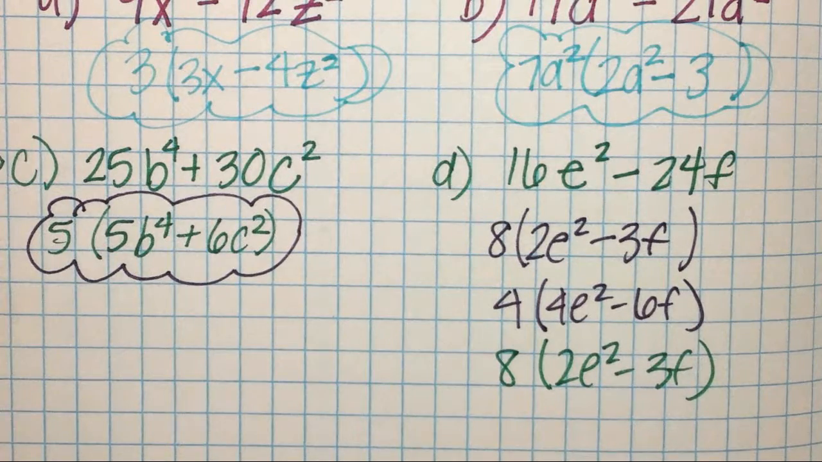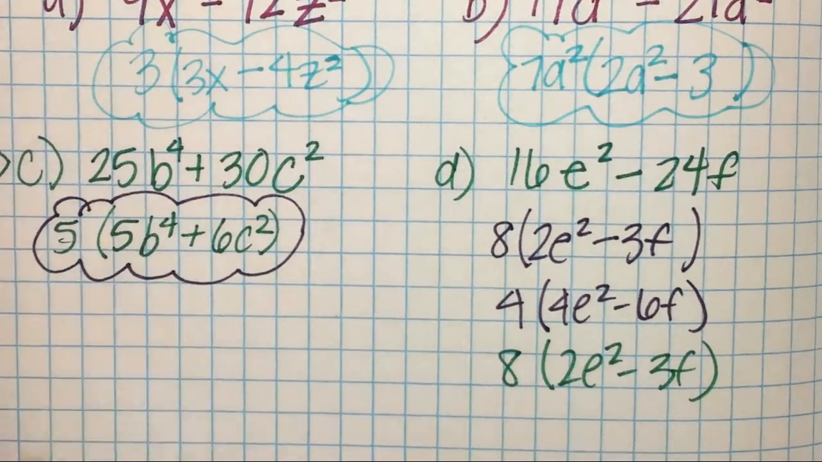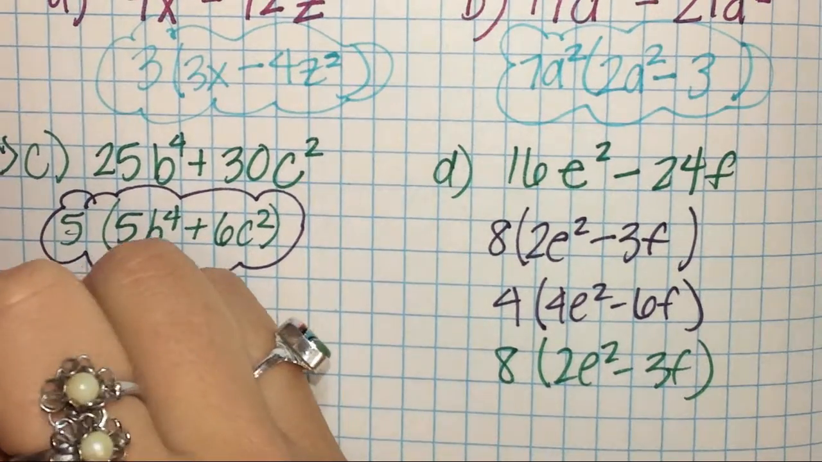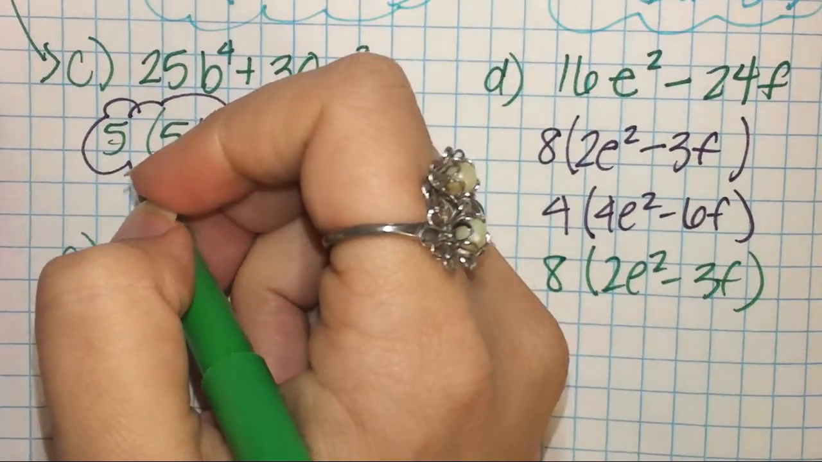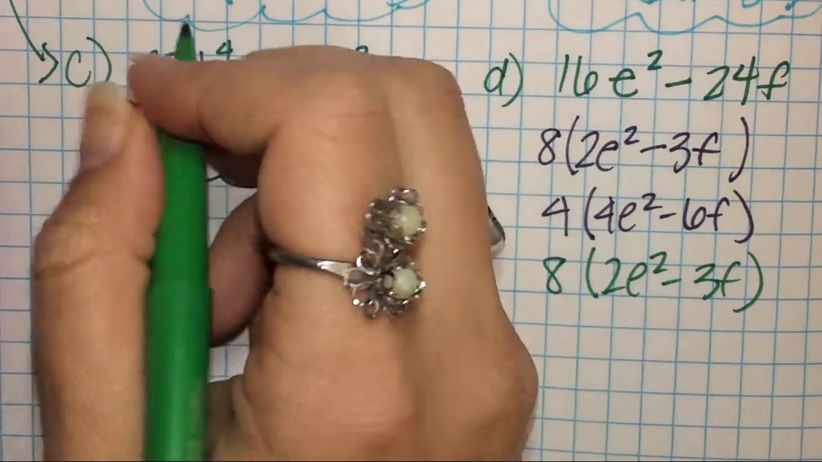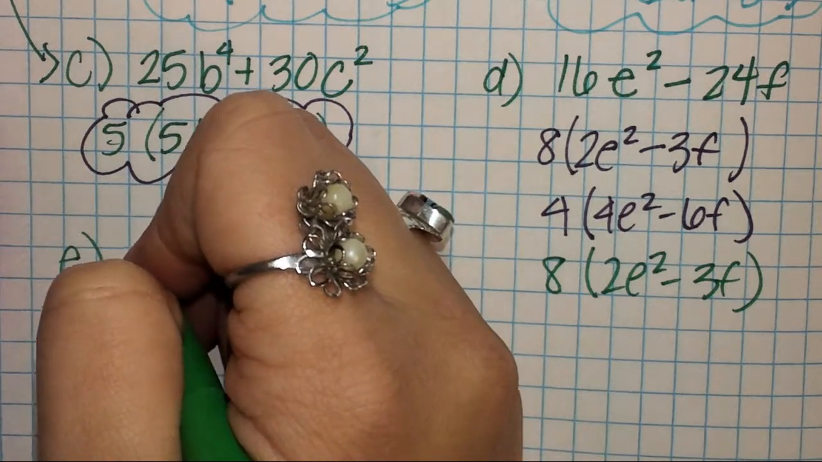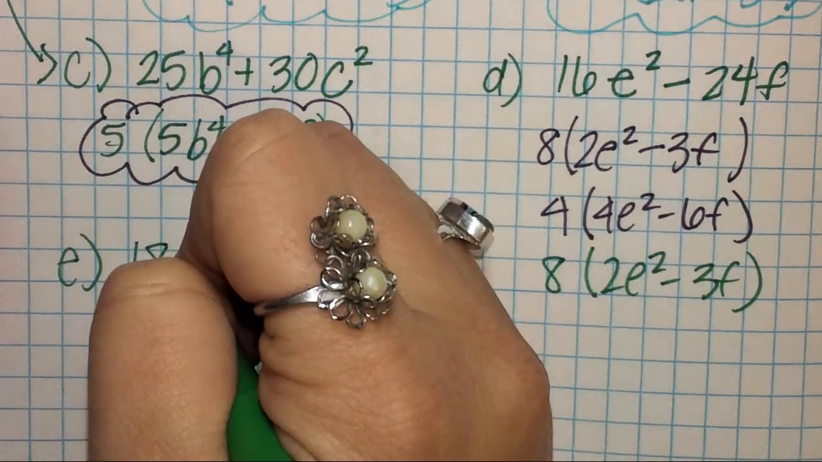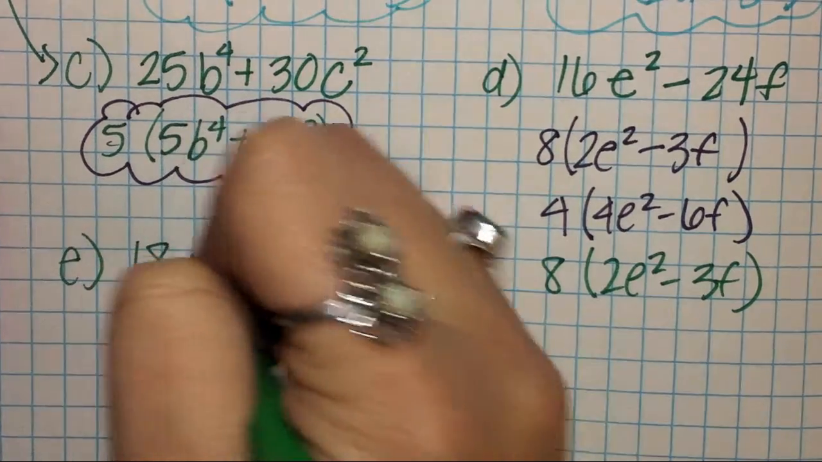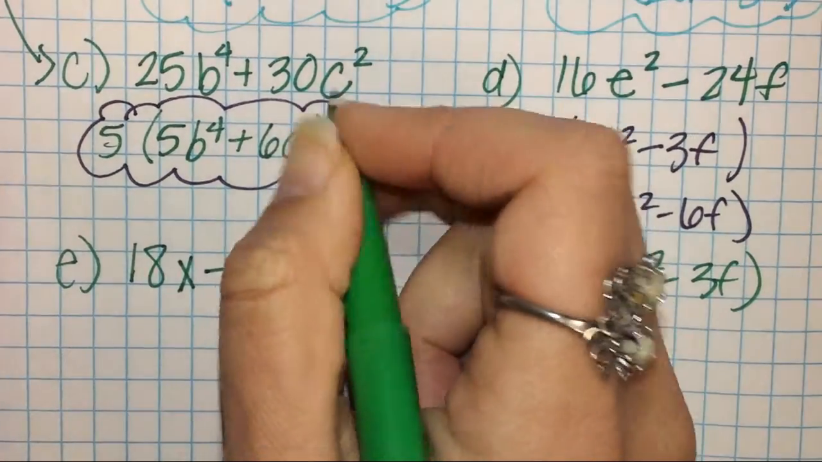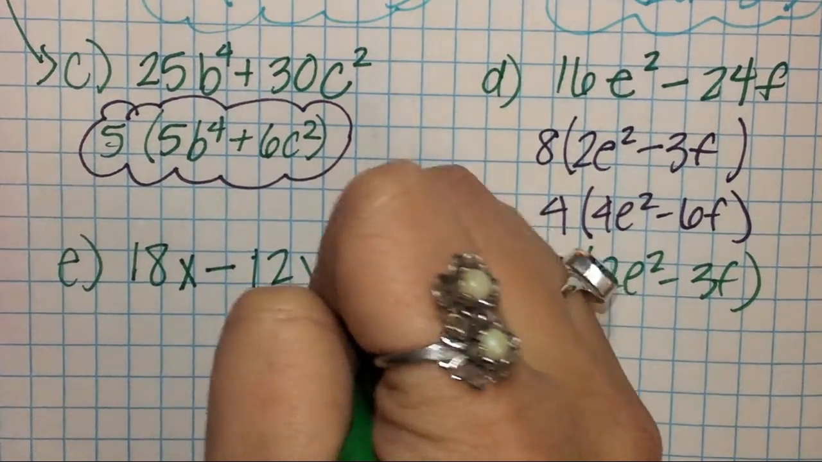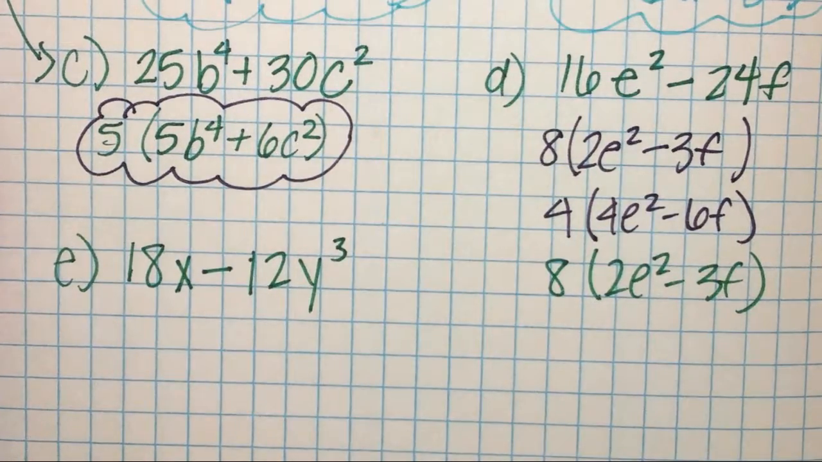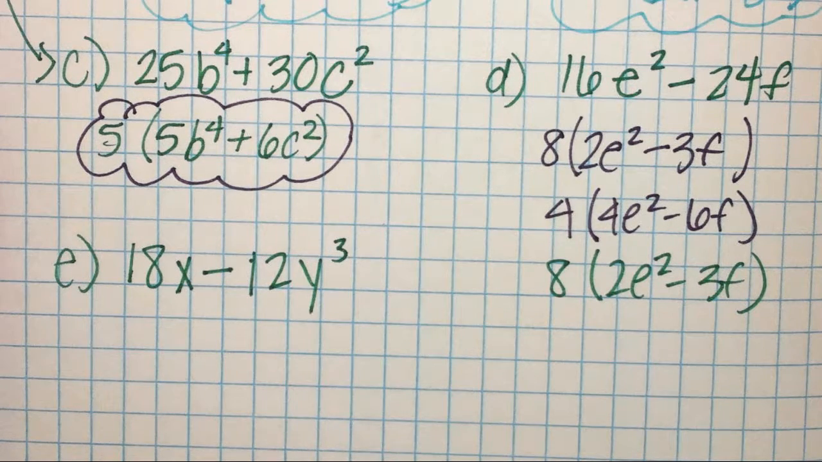Y'all want to do one more? Let's practice one more. Alright. Let's do 18x minus 12y cubed. All right, 18x minus 12y cubed.